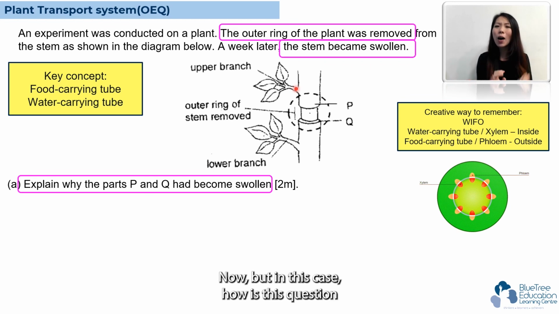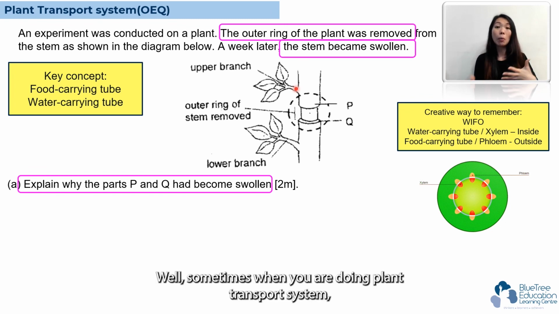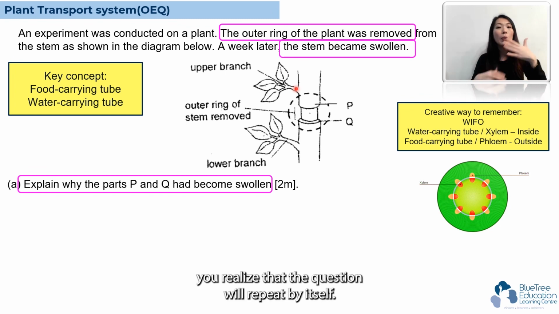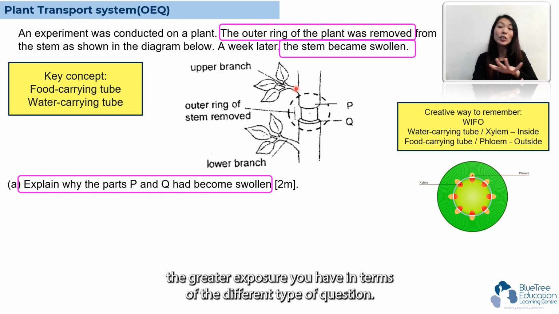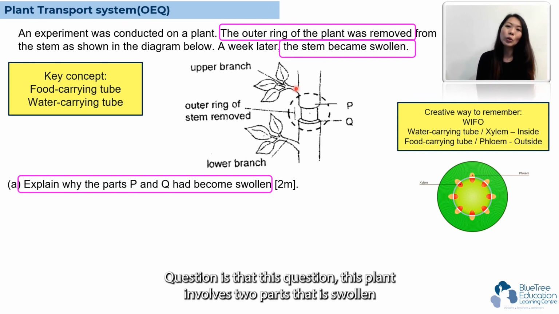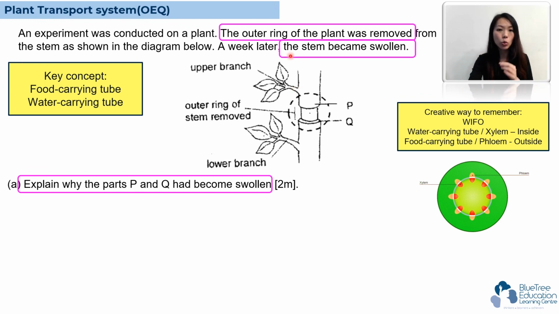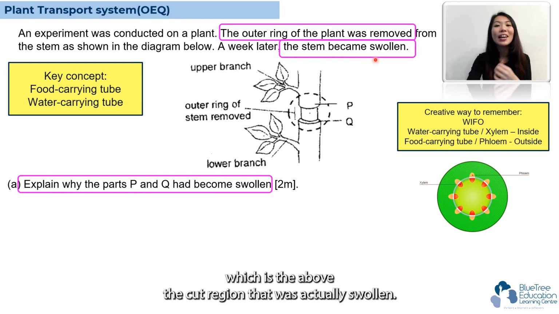Now, how is this question different from the previous question? Well, sometimes when you are doing plant transport system, you realize that the question will repeat by itself. Take note, the more questions you do from plant transport system, the greater exposure you have in terms of the different types of questions. So the difference between this question and the previous MCQ question is that in this question, the plant involves 2 parts that are swollen. As you can see, part P and part Q were swollen. But in the previous question, there was only one part, above the cut region, that was swollen.